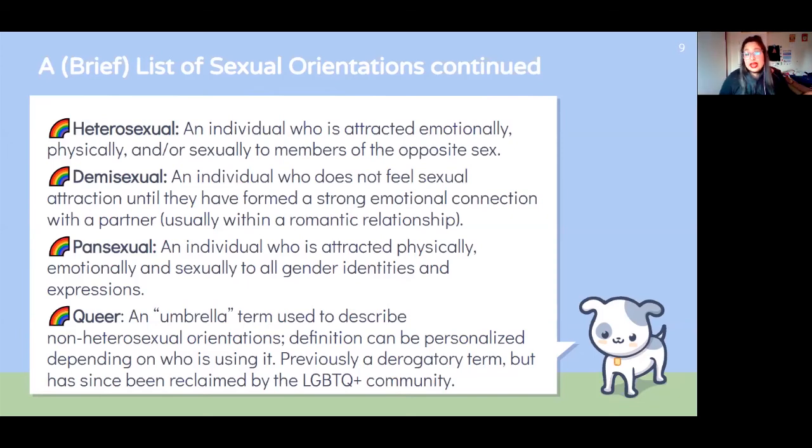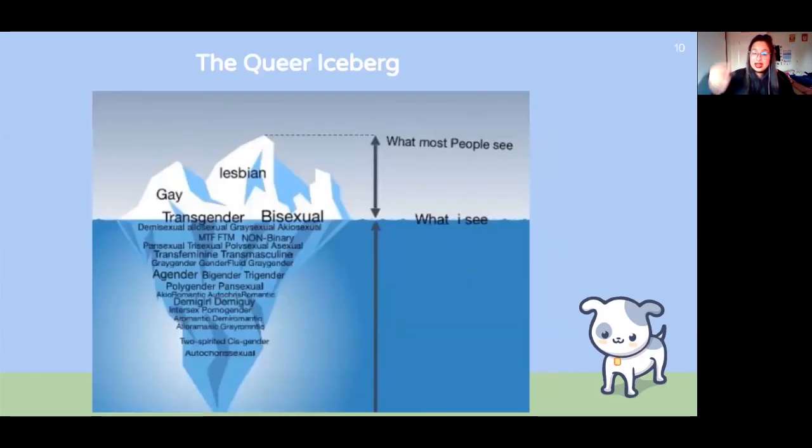And so the best way is to just ask the individual who is using the term. Definitely ask in a respectful way. Also, queer was previously a derogatory term, but has since been reclaimed by the LGBTQ community. So that's a fun fact. And then I also have this fun little picture of the queer iceberg. You can take a look at that.